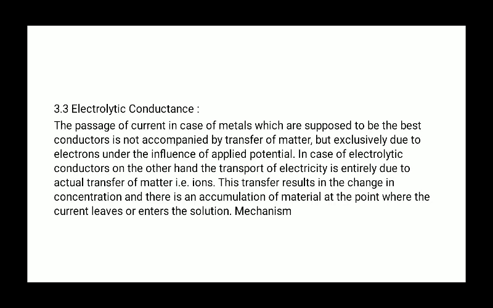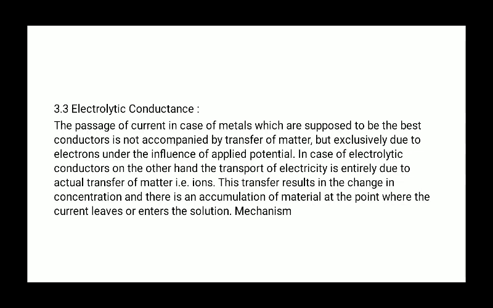Electrolytic conductance. The passage of current in metals, which are supposed to be the best conductors, is not accompanied by transfer of matter, but is exclusively due to electrons under the influence of applied potential. In the case of an electrolytic conductor, on the other hand, the transport of electricity is entirely due to actual transfer of matter, that means ions. This transfer results in a change in concentration and there is accumulation of material at the point where the current leaves or enters the solution.